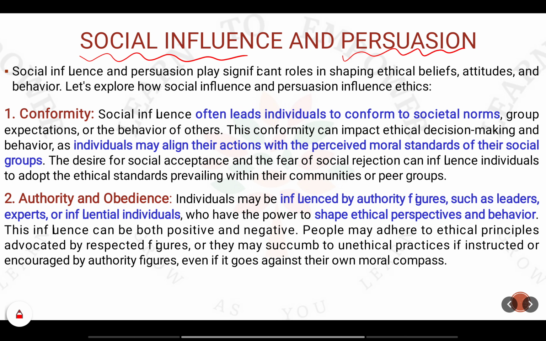Right. We are looking at the chapter of attitude. In the chapter of attitude, we are at the last stage of the particular chapter, that is social influence and persuasion. Before getting into the details of what is meant by social influence and persuasion, try to understand why this topic is given in the chapter of attitude.